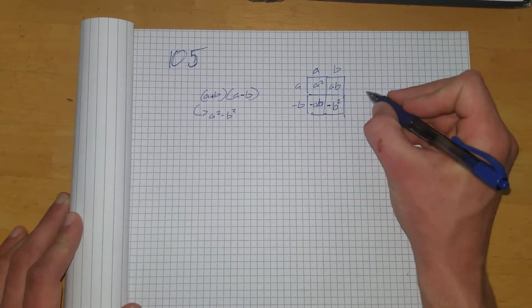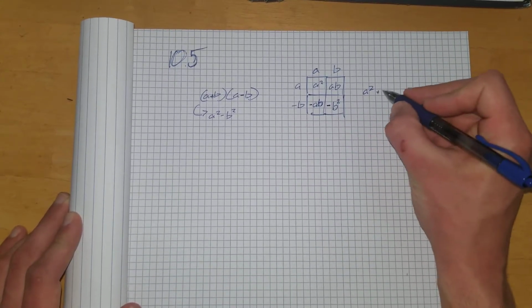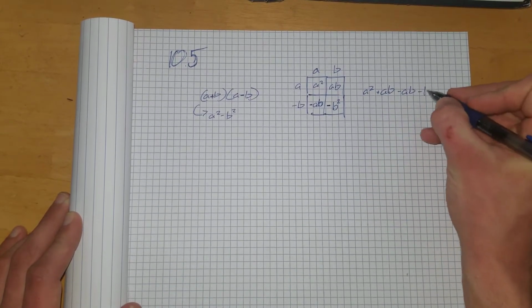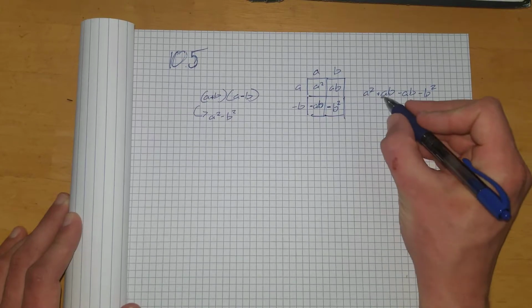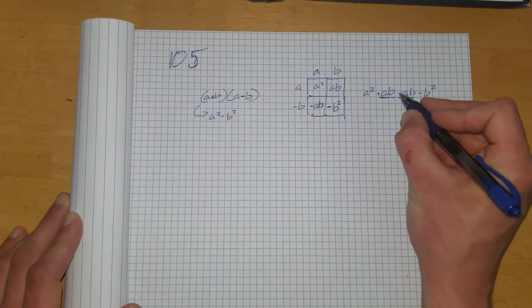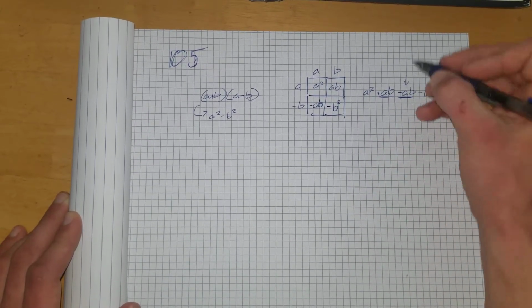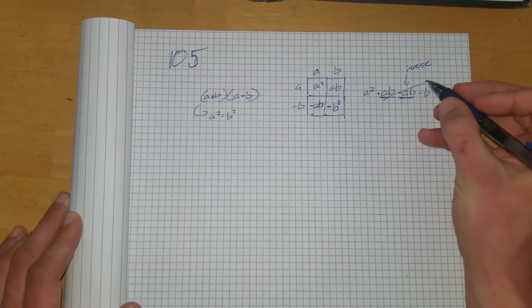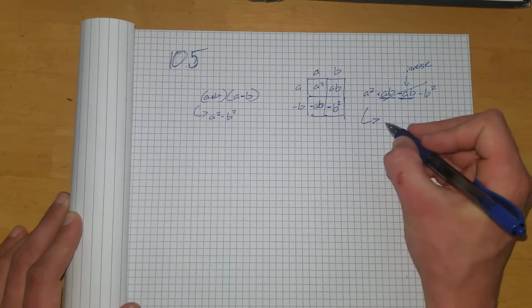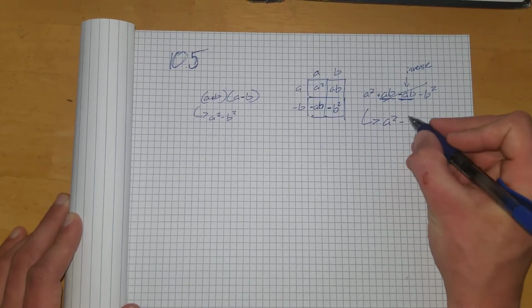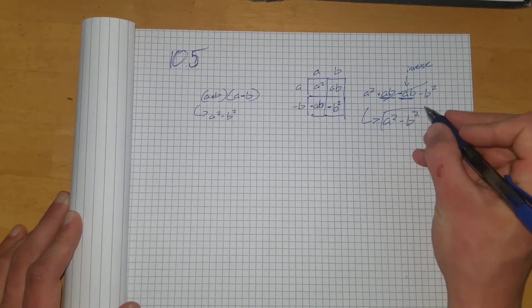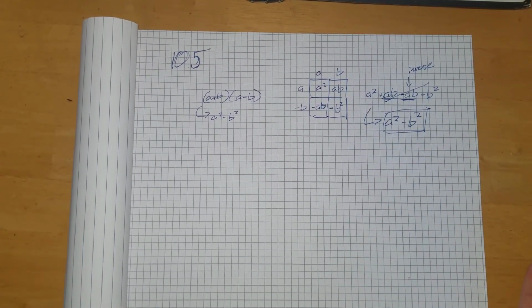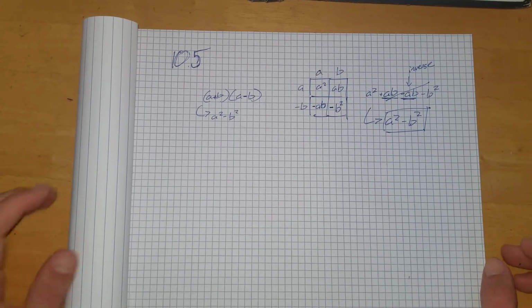And so when you go to write this, plus ab minus b squared. These two are the same, but this is the inverse. So these two cancel, and you are just left with a squared minus b squared. Pretty straightforward. Let's really quickly look at an example of this.